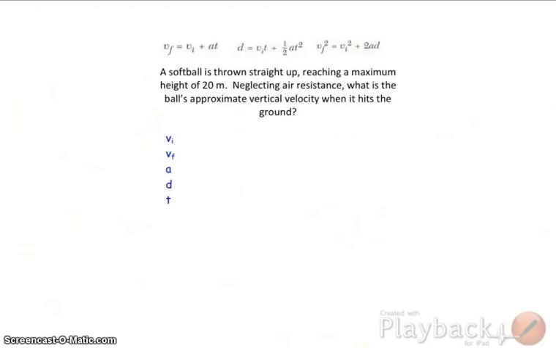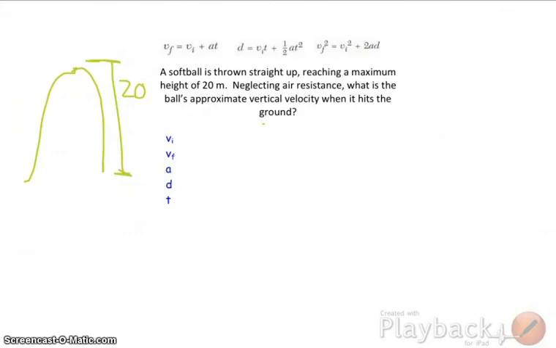A softball is thrown straight up, reaching a maximum height of 20 meters. Neglecting air resistance, what is the ball's approximate vertical velocity when it hits the ground? Alright, so the ball's going up and then it comes back down. It went a distance of 20 meters. Okay, so the ball reached a maximum height of 20 meters. Neglecting air resistance, what is the ball's approximate vertical velocity when it hits the ground?